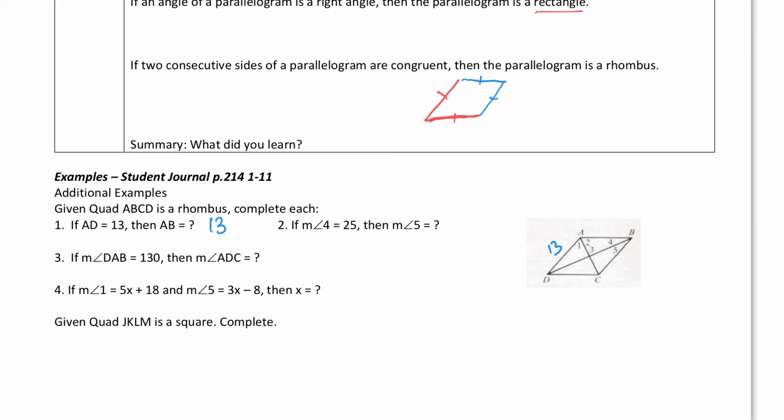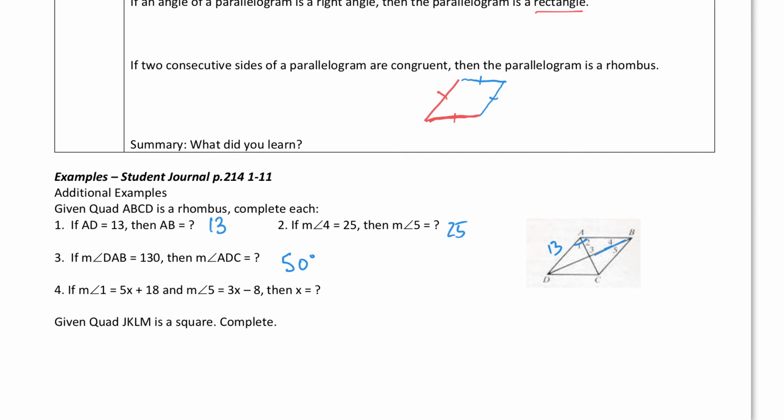If the measure of angle 4 is 25, then the measure of angle 5 is also 25, because the diagonals here will bisect the angle, assuming that it's a rhombus. Now, if the measure of angle DAB is 130, then ADC, well, we know that these are going to be supplementary, so if DAB is a 130-degree angle, then ADC will obviously be 50 degrees.